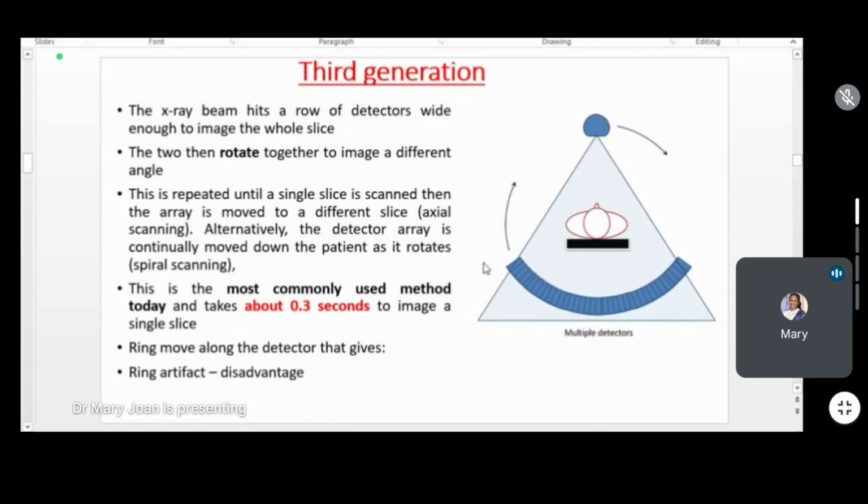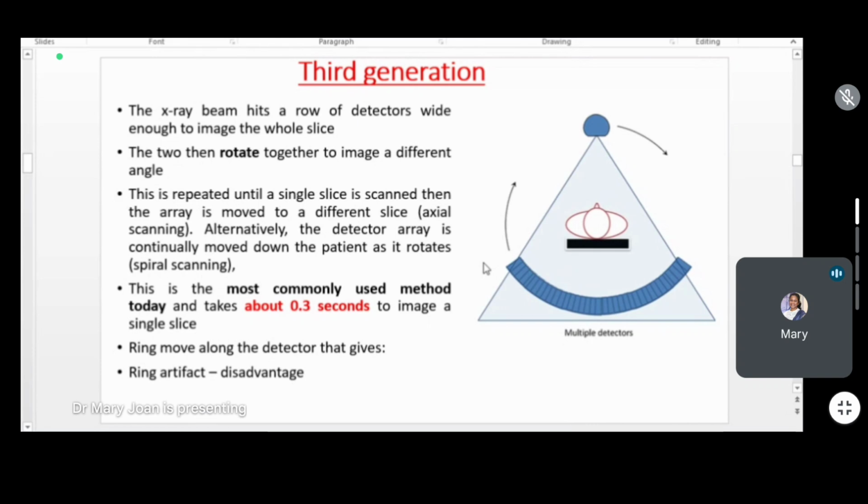The X-ray beam hits a row of detectors wide enough to image the whole slice. So there is no translatory motion required, and the two then rotate together to image a different angle. This is repeated until a single slice is scanned. Then the array is moved to a different slice for the axial scanning. Axial movement takes place to scan slice by slice in different directions.